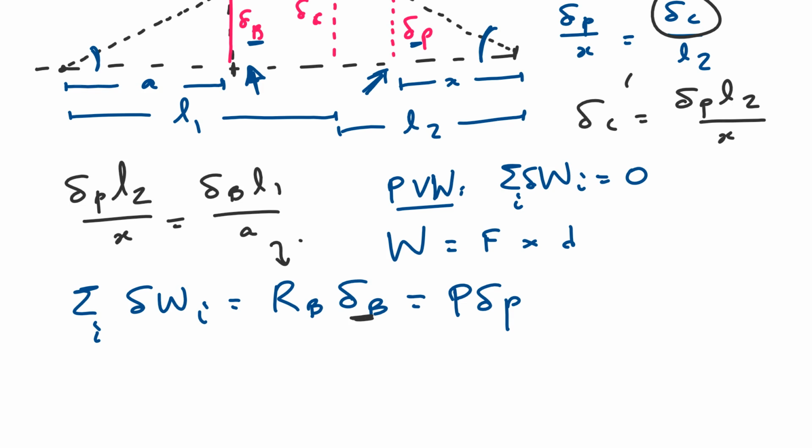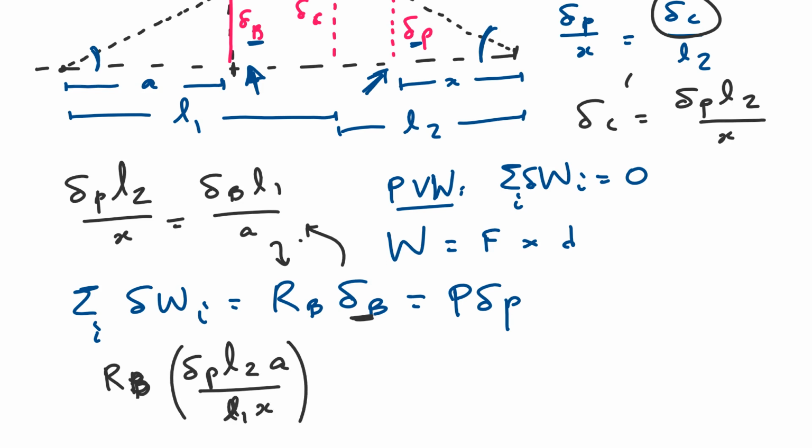I'll pick delta B. So, RB times delta B, but what's delta B? Delta B is just delta P L2 A over L1 X. Okay, you see what I did there? I just solved for delta B. And this is equal to P times delta P.